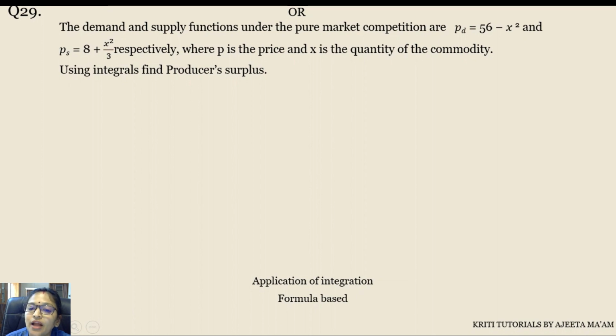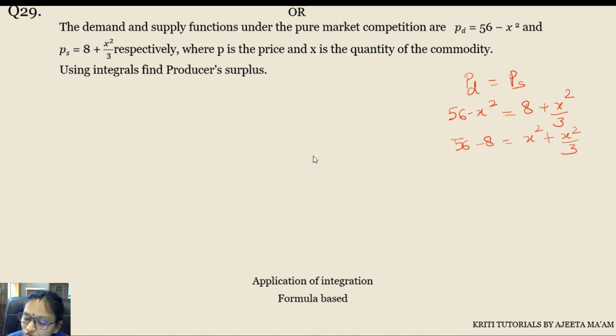So we have here again producer surplus. The first thing we have to find is again the equilibrium price and equilibrium commodity. So here again we equate the demand function and supply function. So PD is equal to PS. 56 minus x square is equal to 8 plus x square by 3. Again we take 56, 8 will come this side, x square will go that side. Just swap it. Now 56 minus 8 will be 48, and if I solve it, I get 4x square by 3.